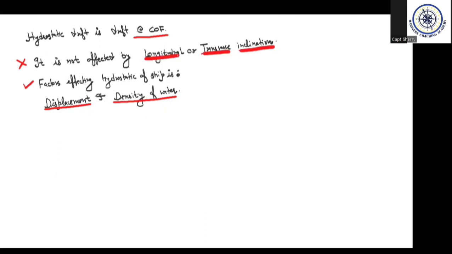The factors which affect the hydrostatic draft of a ship are displacement, obviously, whether it is a higher or lower displacement, and the weight and density of water. Because once you go from fresh water to salt water, or salt water to fresh water, your draft will change, and draft will change the water plane area. If the water plane area changes, your geometric center will change. If your geometric center changes, the center of flotation will also change.